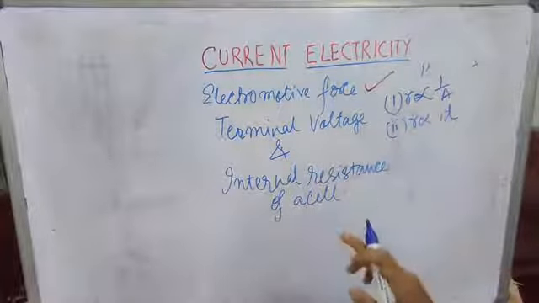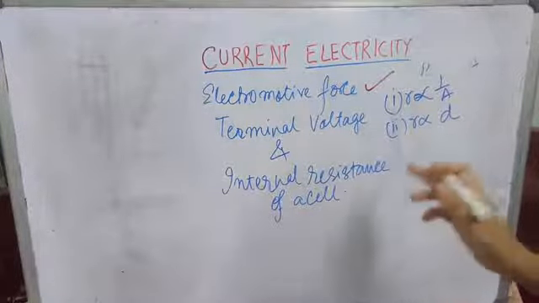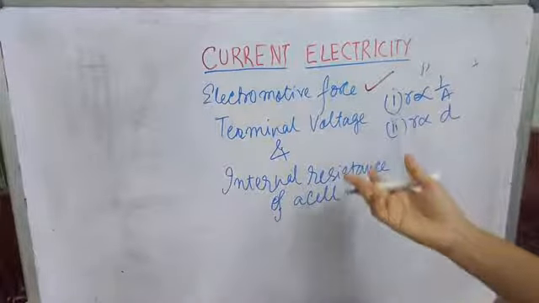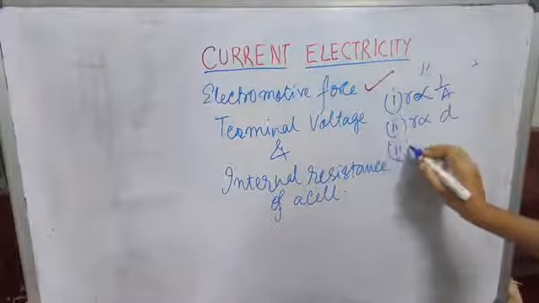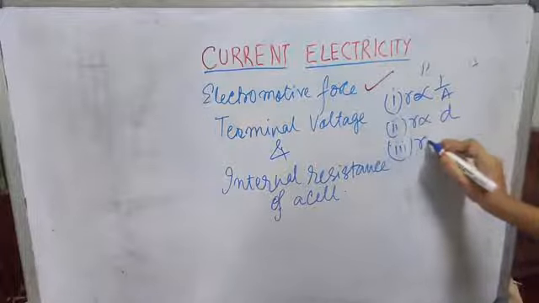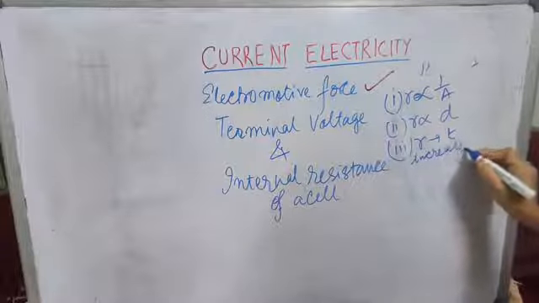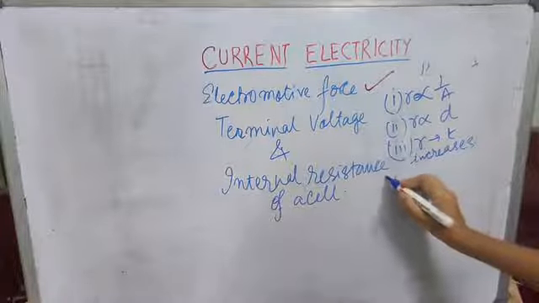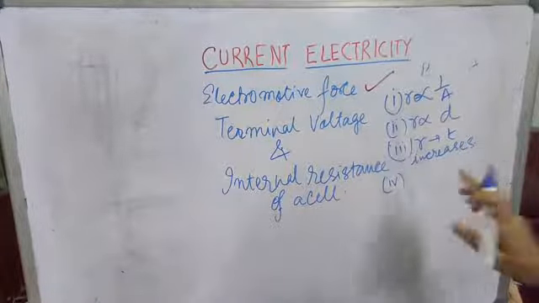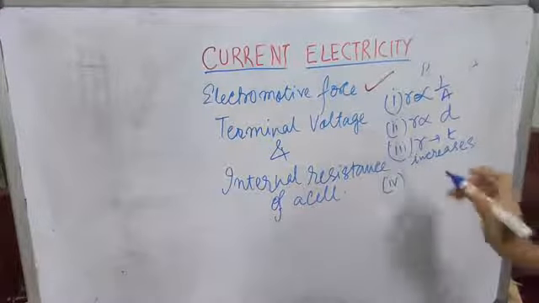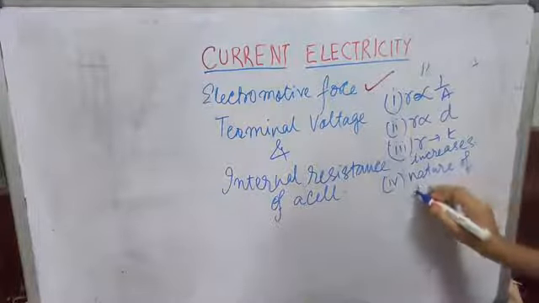The third factor in case of resistance was the temperature of the resistor. As the temperature increases, the resistance was increasing in that case. Similarly, in case of internal resistance also, as the temperature increases, internal resistance also increases. Now, what was the fourth factor in case of resistance? The fourth factor was the material of the conductor. Similarly, here the internal resistance depends on the nature and concentration of the electrolyte. It depends on the nature of the electrolyte.